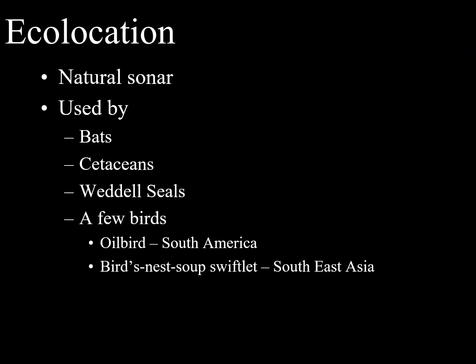Another function of sound is echolocation. So this involves both generating sounds and then being able to detect them, hearing them. And of course, bats are the famous ones for this, but cetaceans can do it. Weddell seals can do it, and a few birds can do it. Oilbirds and birds' nest swiftlets can do it. And these are birds that actually roost in caves, and so they actually have a clicking sound that they make, and they can echolocate. I don't think that these birds can echolocate nearly as well as the mammals can, but they can do it. So echolocation is a form of natural sonar.